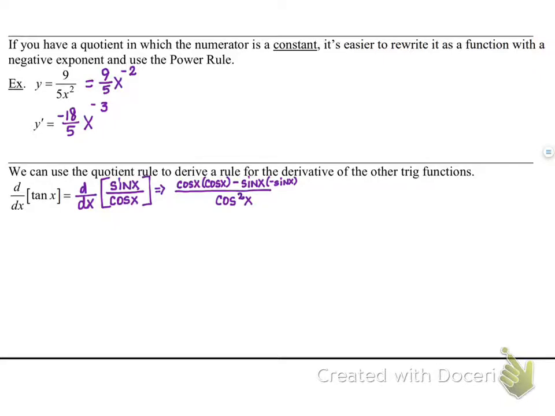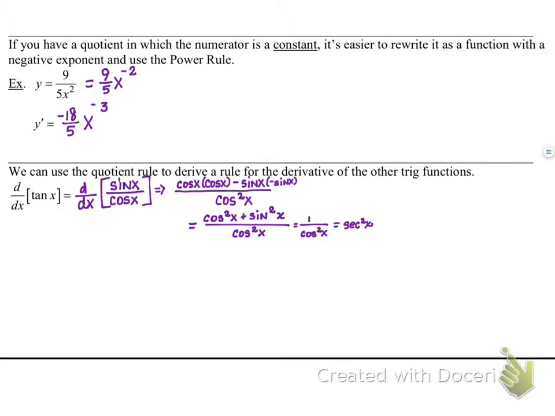Okay, so here we go. We've got this beautiful thing where we have low, which is cosine. The derivative of sine is cosine, minus high, which is sine x, and the derivative of cosine is negative sine x, all over cosine squared x. So here we can see that the derivative of tangent x is just secant squared x, and you do need to memorize that.